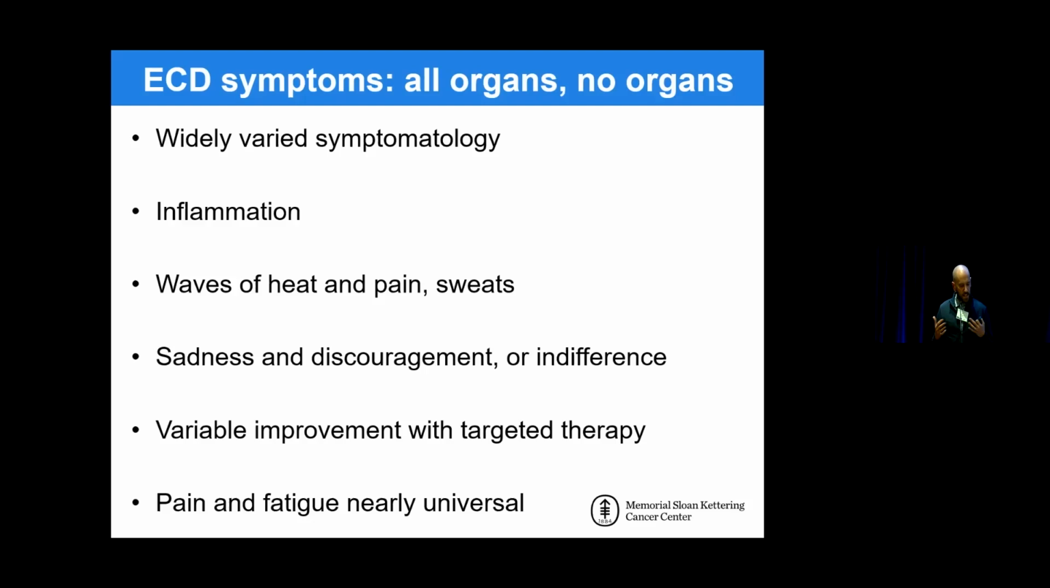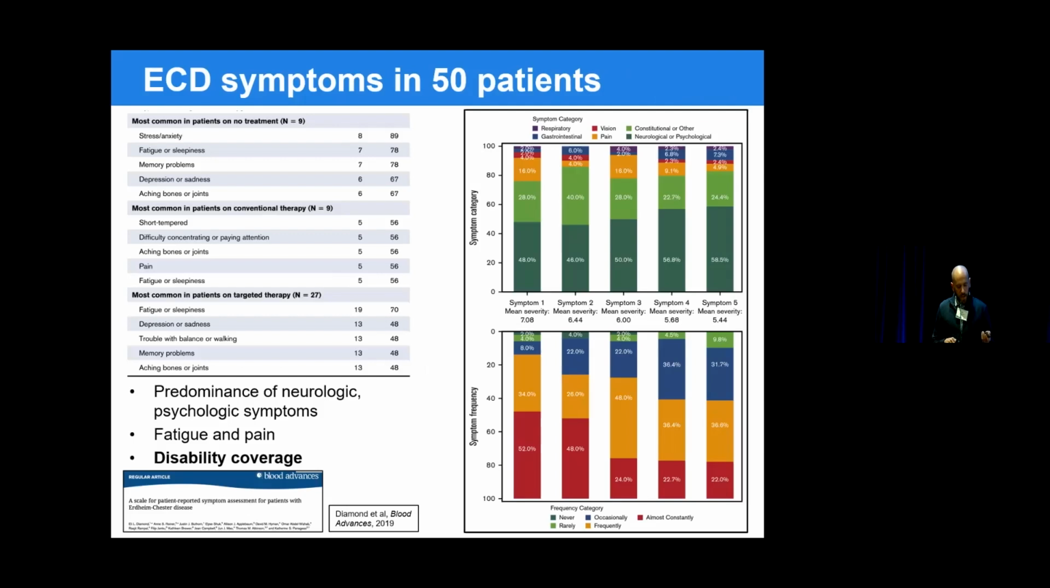And then a lot of sadness and discouragement, and, like I mentioned, indifference at the same time. These things improve variably with targeted therapies. Some patients experience tremendous relief, and others make some of a dent and not that much. Pain and fatigue, I know that's the topic after me, is pretty universal. Then I just want to make one additional, optimistic observation. This was the first report that we did of patient-reported symptoms from my registry. It shows the categorization of symptoms, and the abundance of them is either neurologic or psychiatric, and then what we call constitutional, things like fatigue and pain.